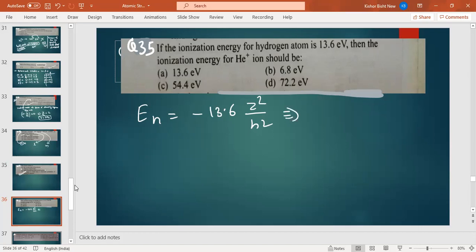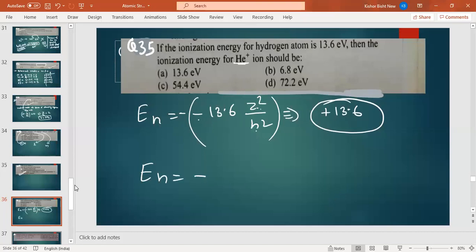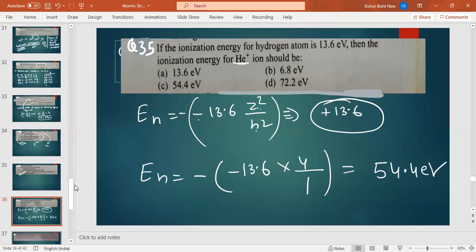Okay, then you are getting here for hydrogen, this one is plus 13.6, because Z value is 1, n value is 1, and then the minus to minus gives plus. Whenever any electron comes from infinite to any point, you get the plus 13.6. For He positive, what will you get? En is equal to minus 13.6 Z square, for He Z is equal to 2 so Z square is 4, upon n square, which means 1. Then you will get 54.4 electron volt. Your answer is C.